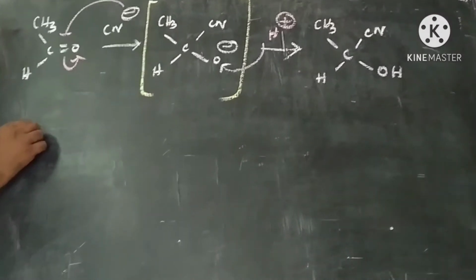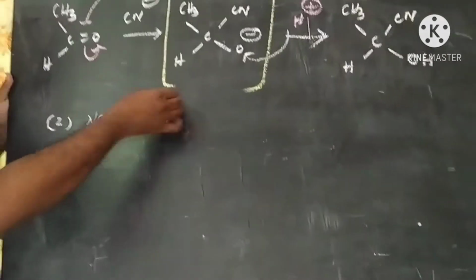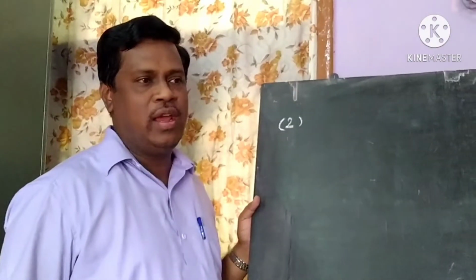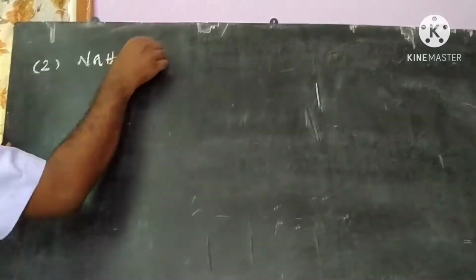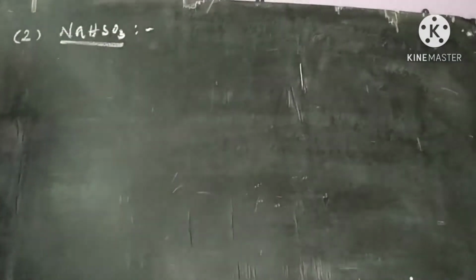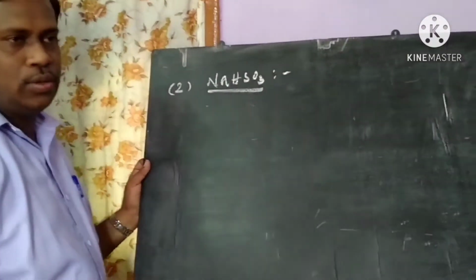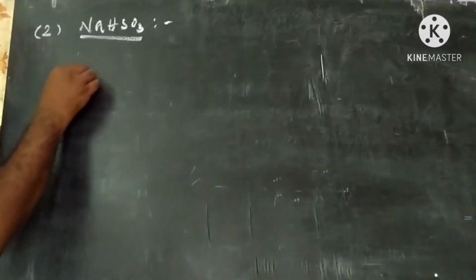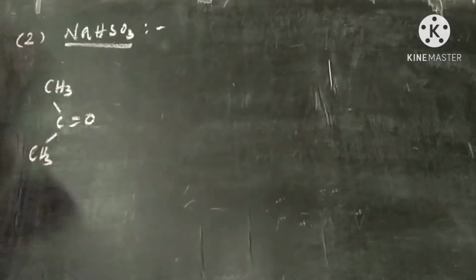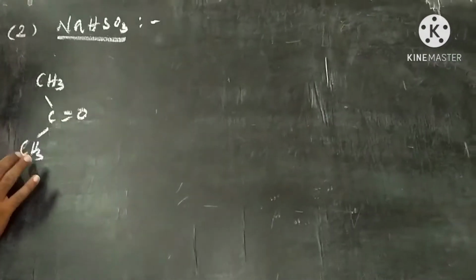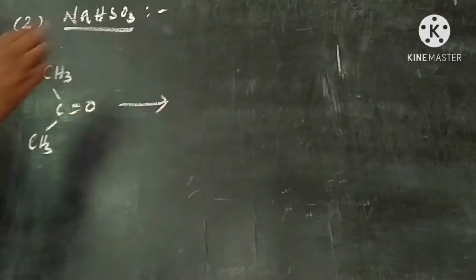Next one is number 2, addition of NaHSO3. That is sodium bisulfite. Okay, so acetone. The first one is acetone, CH3, C double bond O, CH3. That is dimethyl ketone. The common name is acetone, the IUPAC name is propanone. It reacts with the bisulfite ion.